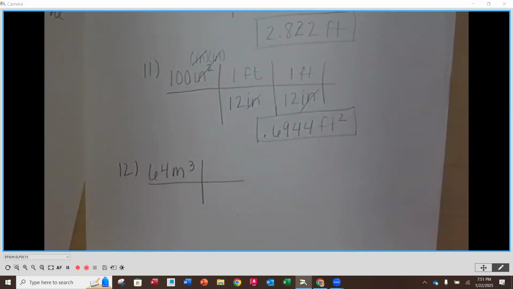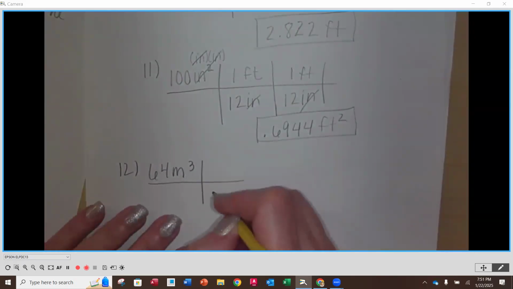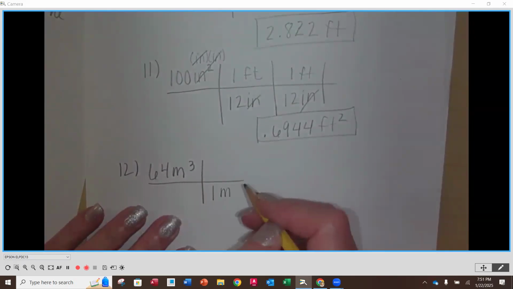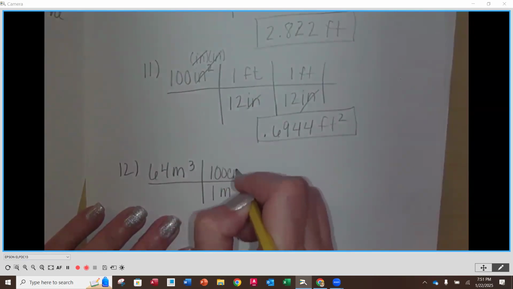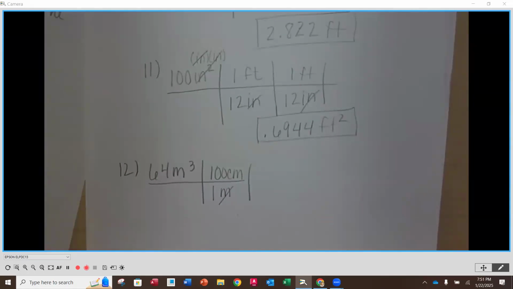Does that make sense to everybody? So I don't want you to think you can't do that. I just want to think of familiar things so that you're not having to look everything up all the time. So I'm going to do 1 meter on the bottom here. And I know that there are 100 centimeters, right? So I'm going to go to centimeters first.